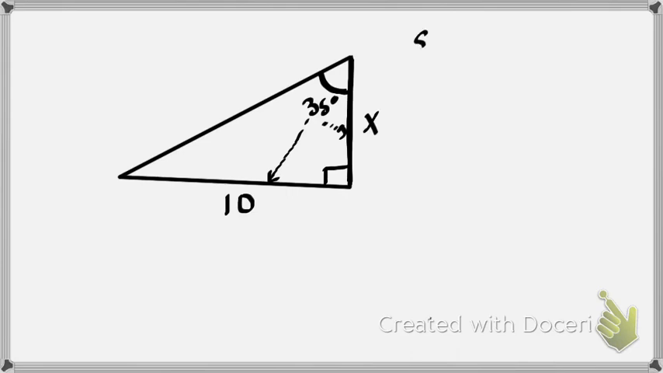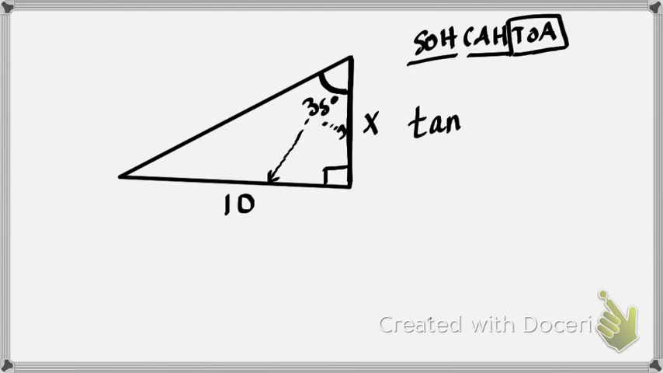All right, so in SOHCAHTOA, we have the side opposite and we have the side adjacent. SOH is opposite over hypotenuse, CAH is adjacent over hypotenuse, but TOA is opposite over adjacent. So that's the one we're going to use. That means tangent. The tangent of our angle, 35 degrees, is equal to the side opposite, which would be 10, divided by the side that's adjacent, which is x.